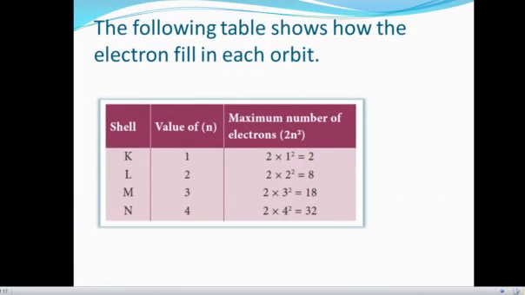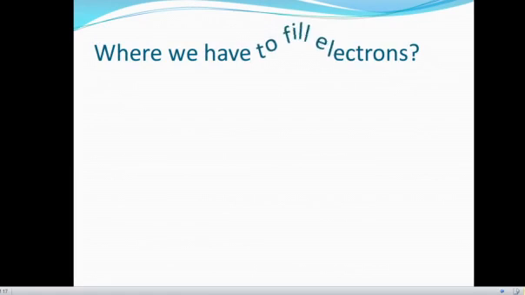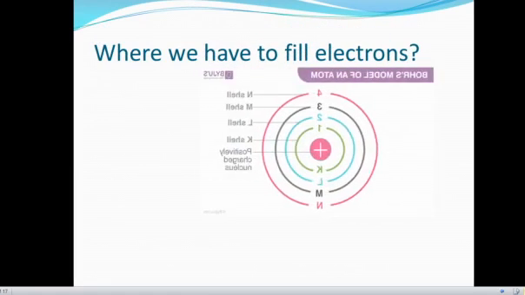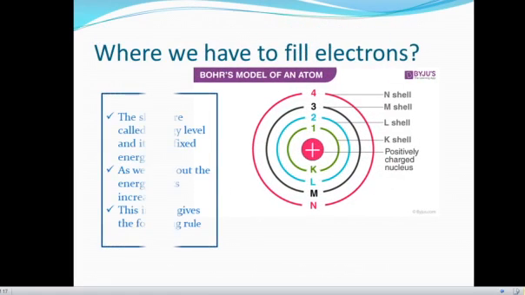Okay. So my next question is, if we look at the orbits or cells around the nucleus as proposed by Bohr, now we want to fill these orbits with electrons. So where do we start from? From the innermost cell or the outermost cell? Or can we start from anywhere? So this is the next question.